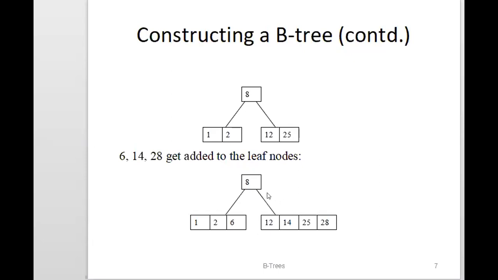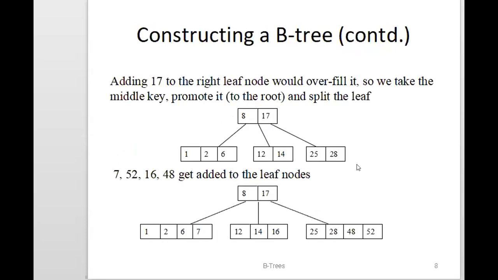17 will go one level up and become the root, and 12 and 14 are the left child of 17, and 25 and 28 are the right child of 17. That is done in the next slide. 17 becomes the root, 12 and 14 are the left child, and 25 and 28 are the right child. Okay, so after this splitting, this is the tree, and the next elements are 7, 52, 16 and 48.